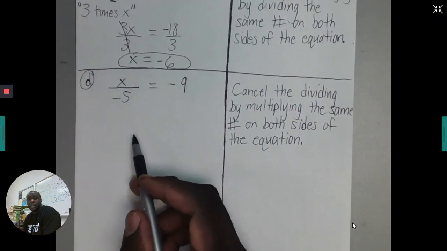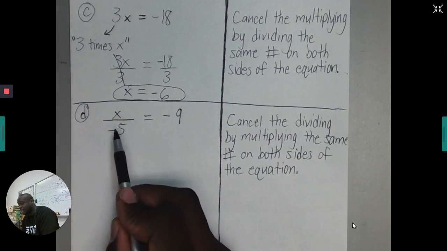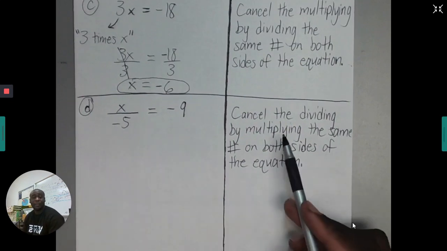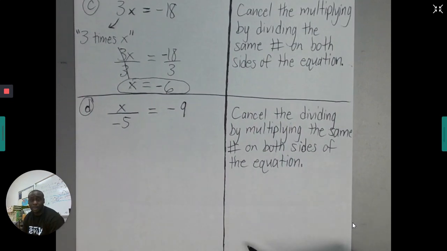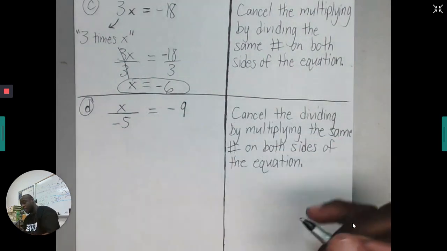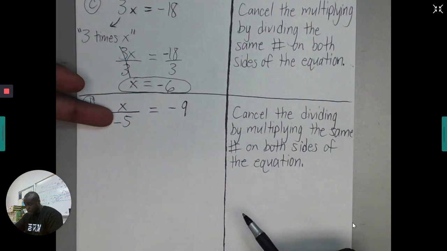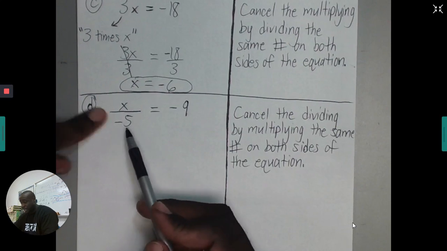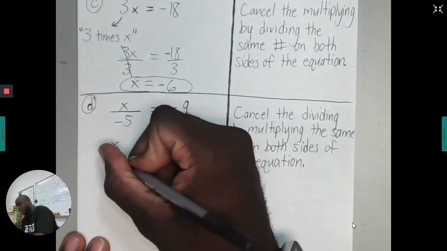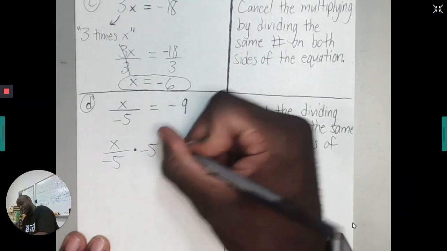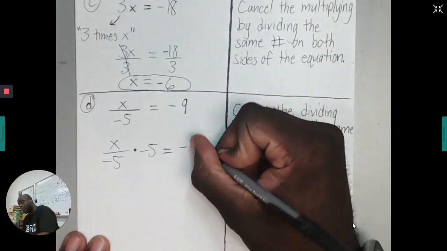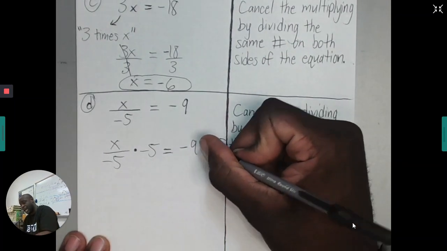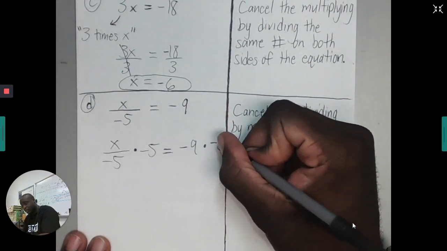Alright, next equation here. We've got x divided by negative 5 equals negative 9. We're going to have to cancel that dividing by multiplying the same number on both sides of the equal sign. So we cancel this by multiplying by negative 5. We multiply by the same number that's being divided. And again, we have to multiply on both sides of the equation. Got to keep our equation balanced. What we do to one side, we've got to do to both sides.